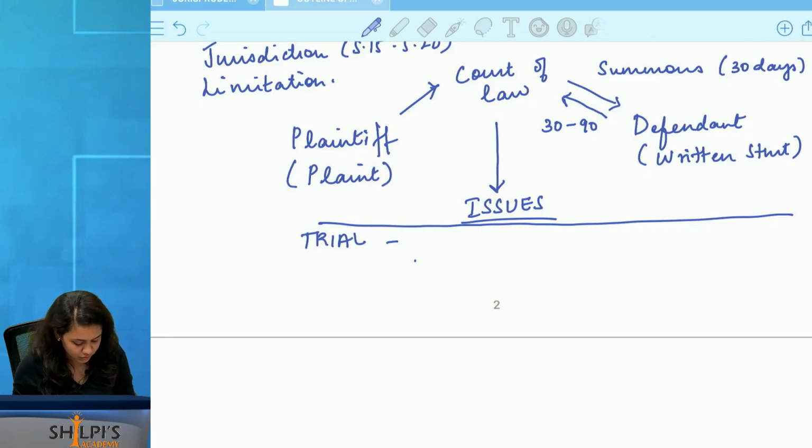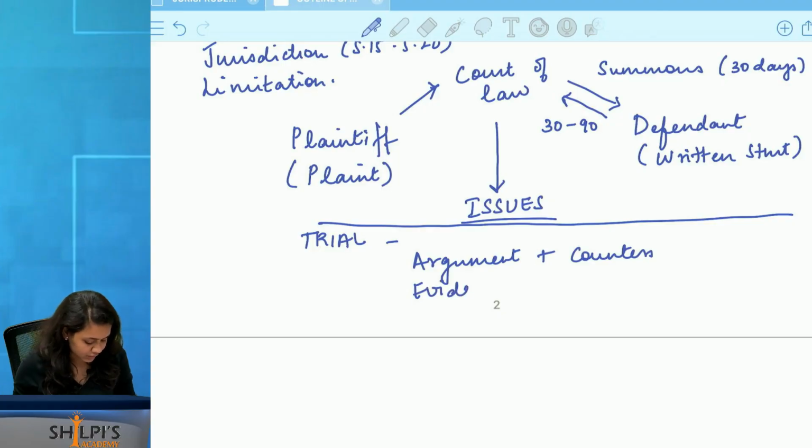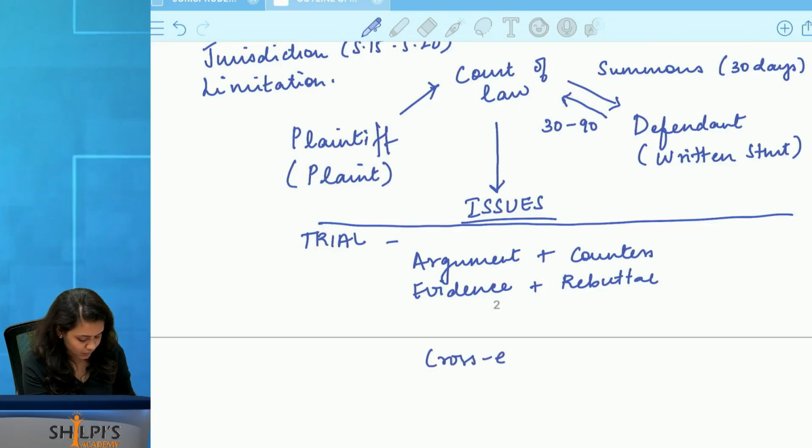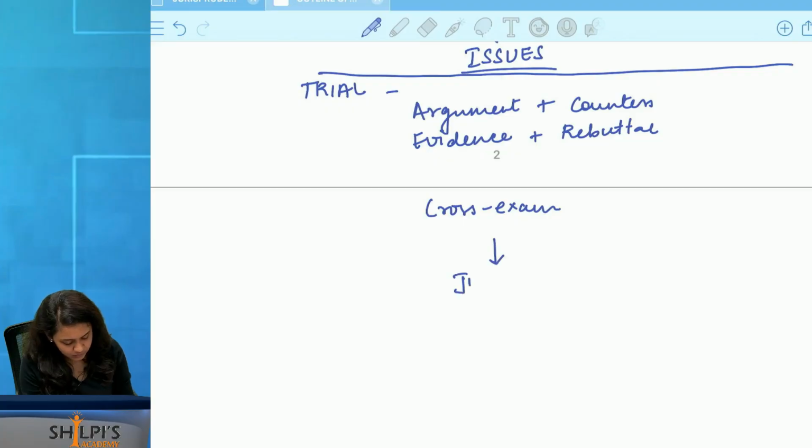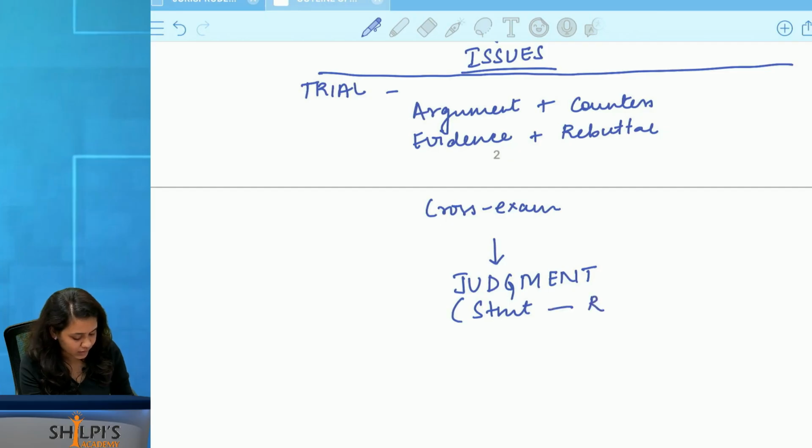And then comes your arguments plus all your counters. Then if any additional evidence has to be submitted, that evidence, your rebuttal of evidence, cross-examinations, everything will happen at the stage of trial. And then finally the court will end up giving a judgment. A judgment is nothing other than a statement relating to the rights and liabilities of parties. Okay.